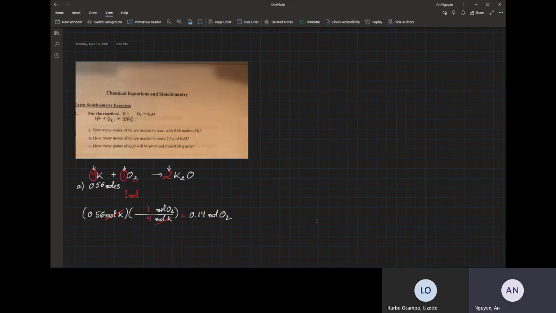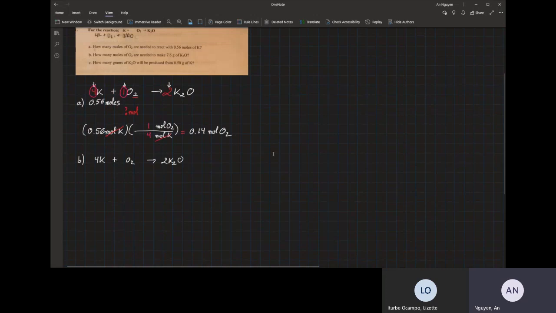So now we move on to B. How many moles of O2 are needed to make 7.6 gram of K2O? So let me just copy the balanced equation again. 2K2O. We are given that it is 7.6 gram of K2O here, and they're asking how many moles of O2.